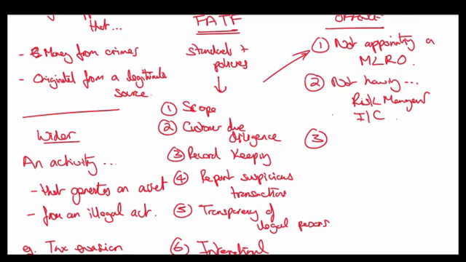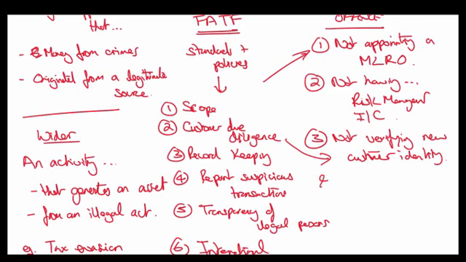Not doing customer due diligence. Not verifying new customer identity, which is basically the same as doing customer due diligence. If you don't do it, you are now committing a money laundering offence. No ongoing customer due diligence. Not enough just to do it at the start. Let's keep making sure that these people are who they say they are.